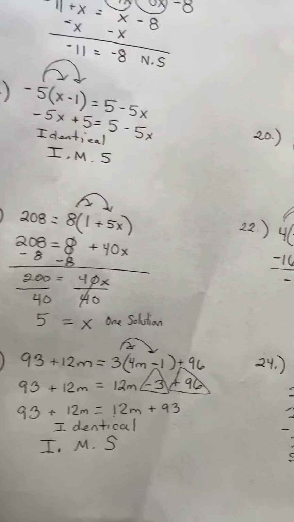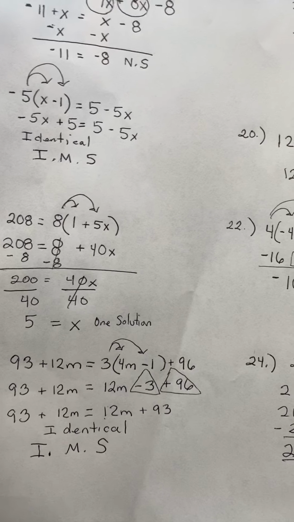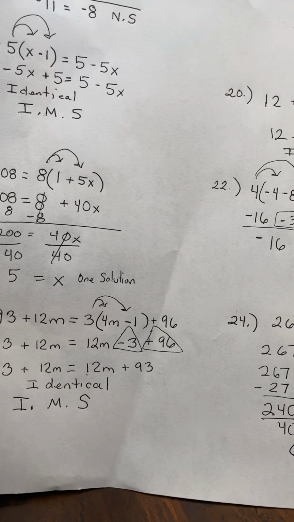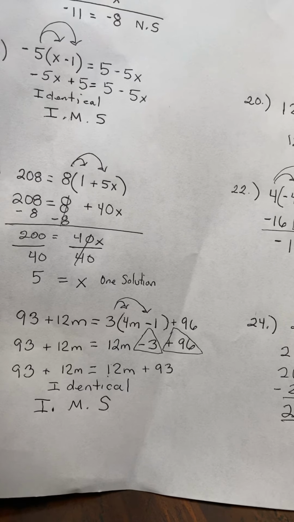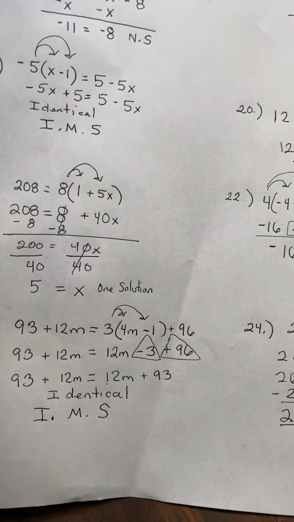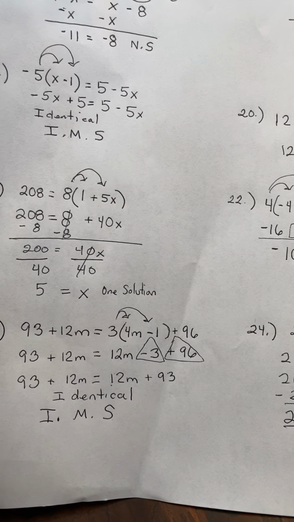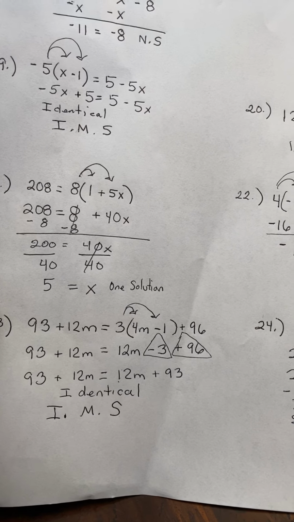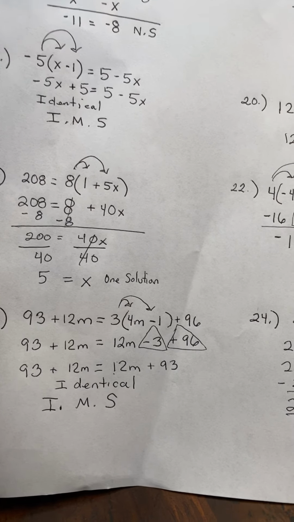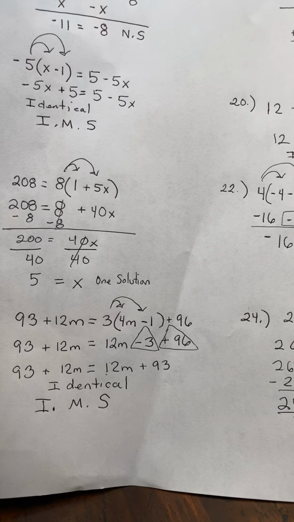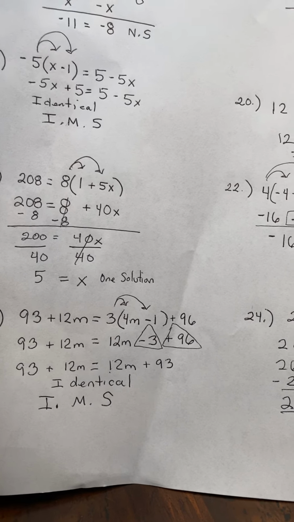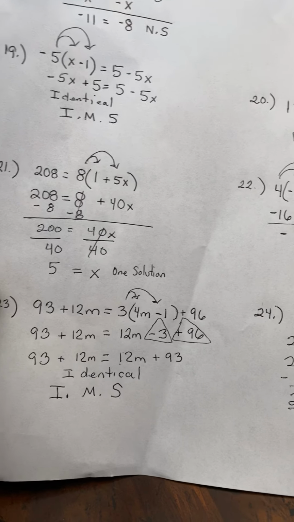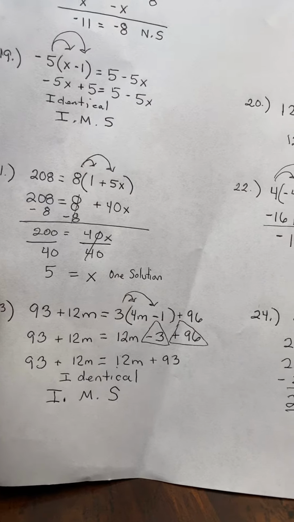And then number 23 right here, we got a distribution of 3 times 4m gives you 12m. We got 3 times -1 gives you -3. Bring down the rest of the information. I have teammates, -3 and 96. -3 plus 96 gives you a positive 93. Once I notice 93 plus 12m equals 12m plus 93, even though they're not in the same order, they are identical. I have a positive 12m, I have a positive 93. When I have identical expressions on both sides, I have infinitely many solutions.